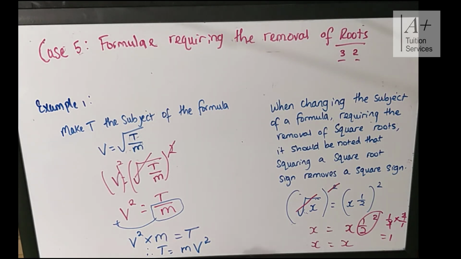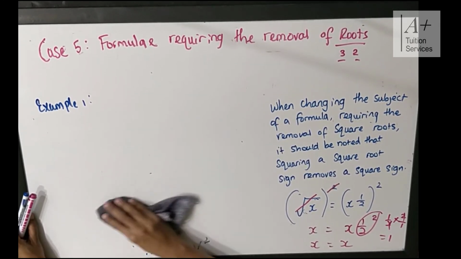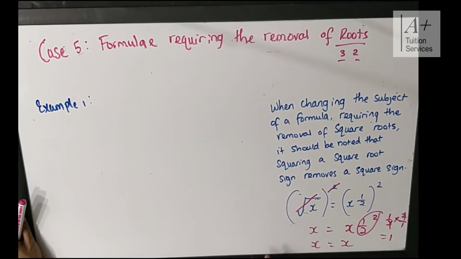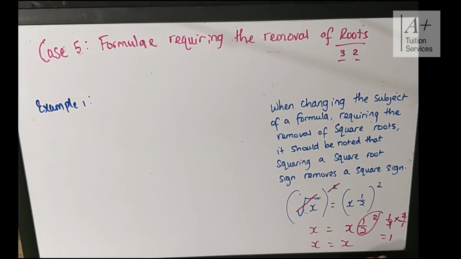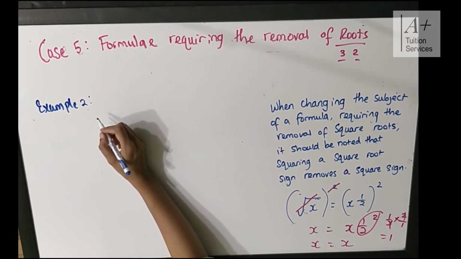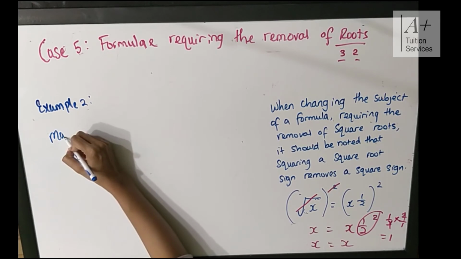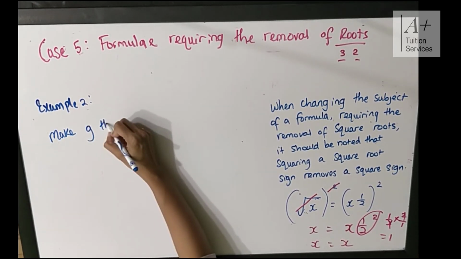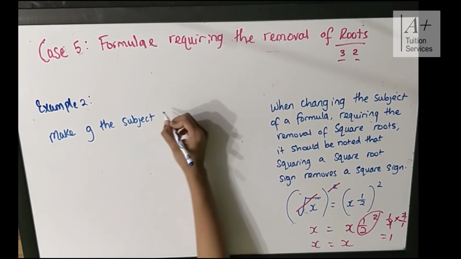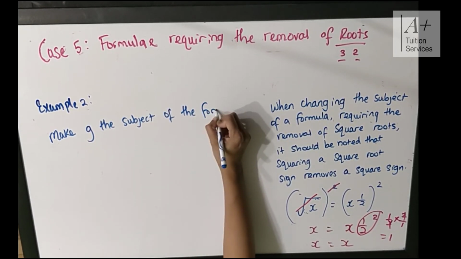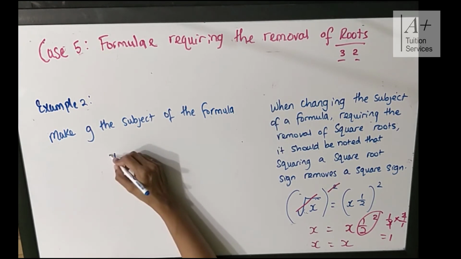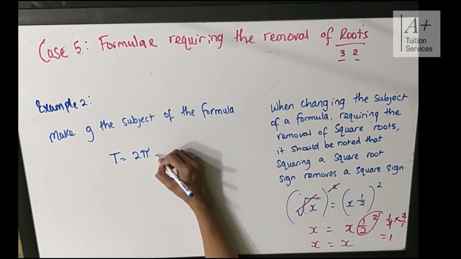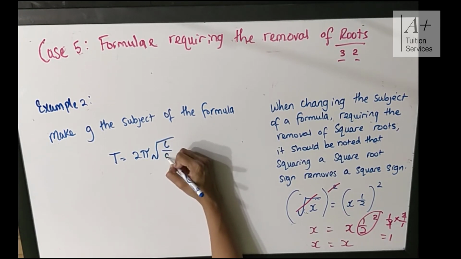I'm going to look at example 2 now, and hopefully it'll catch on from this one. Real simple. Anytime you see a square root, just square both sides, and the square number will take away the square root, and obviously one side will end up with a square number, but that's okay. We have example 2. Make G the subject of the formula: T is equal to 2 pi square root of L over G.